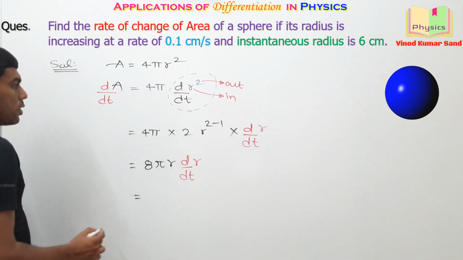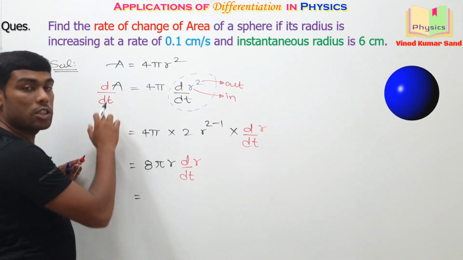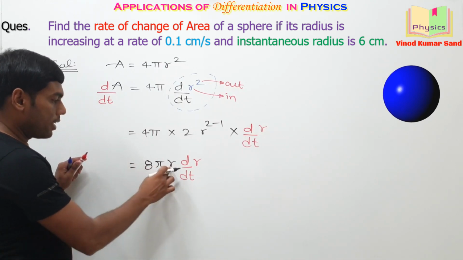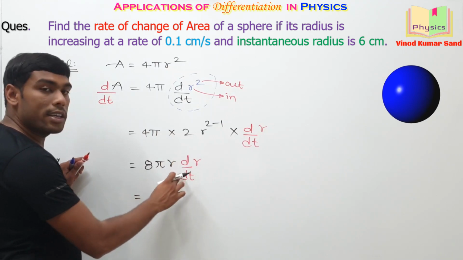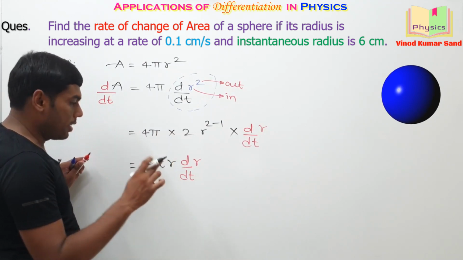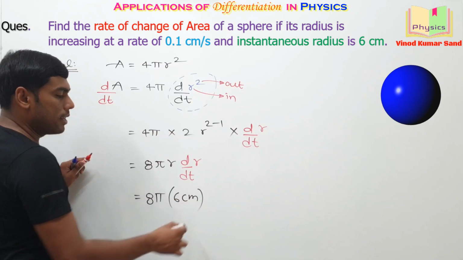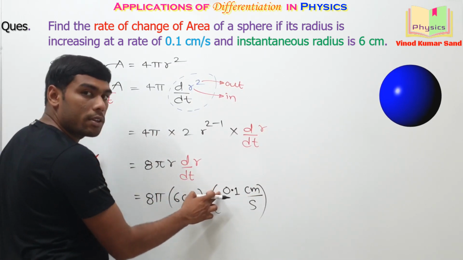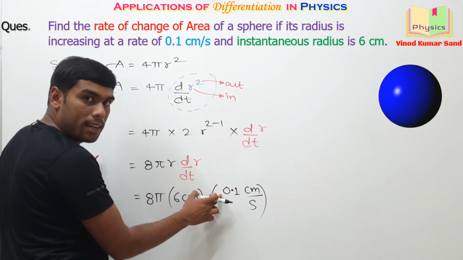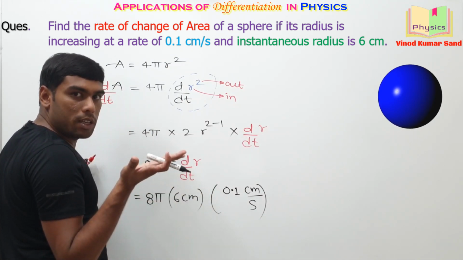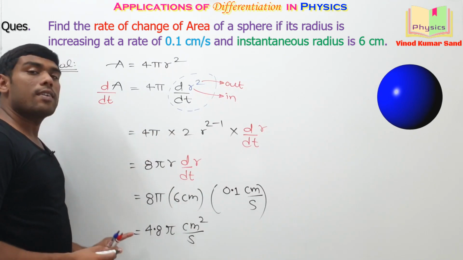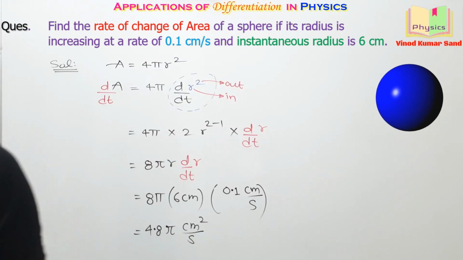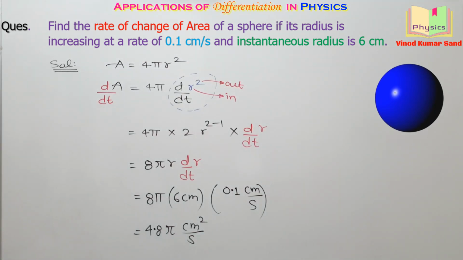Now the question was asking us the rate of change of area when the radius was 6 centimeter, and the dr by dt is already given as 0.1 centimeter per second. I am substituting all the values. What sign should we put here with the dr by dt? Positive or negative? The radius is increasing, so the rate of change must be positive. This is the rate of change of area with respect to time. You can write up to here, then we'll take up the next example.